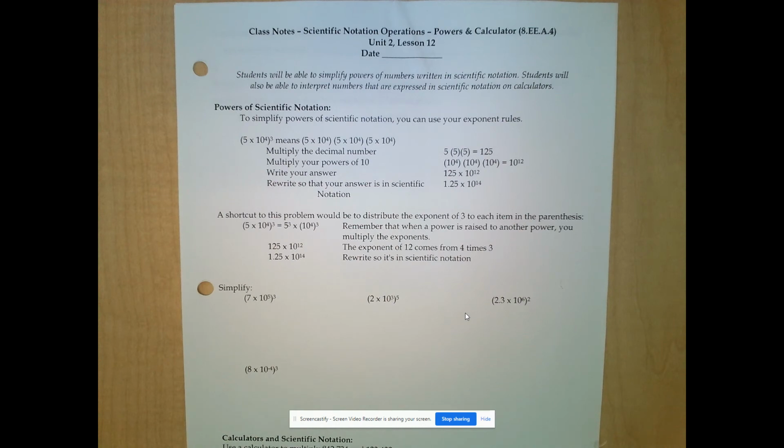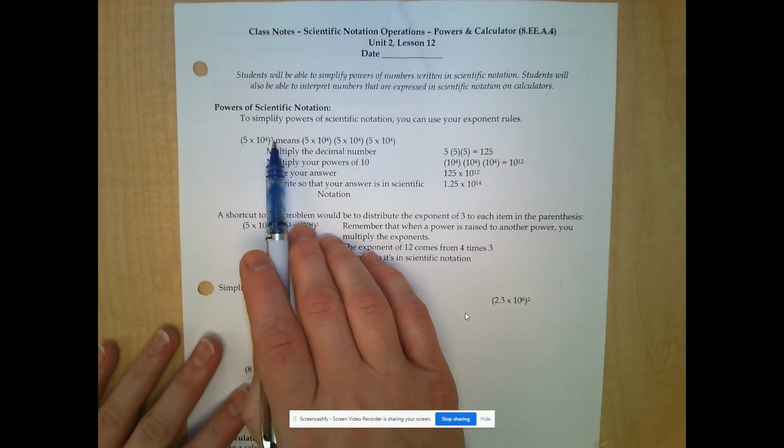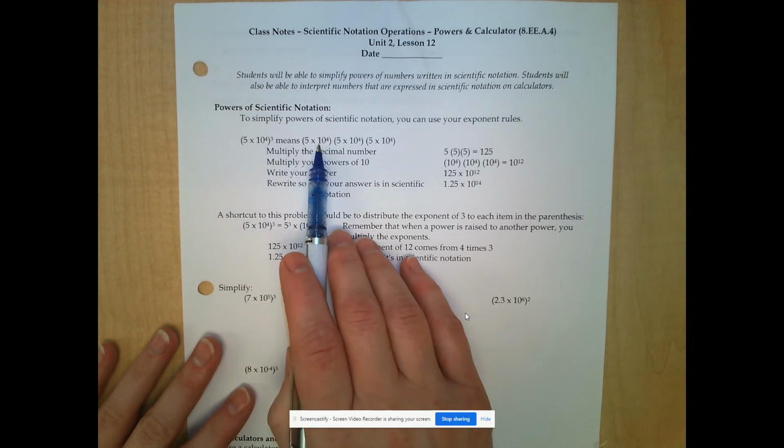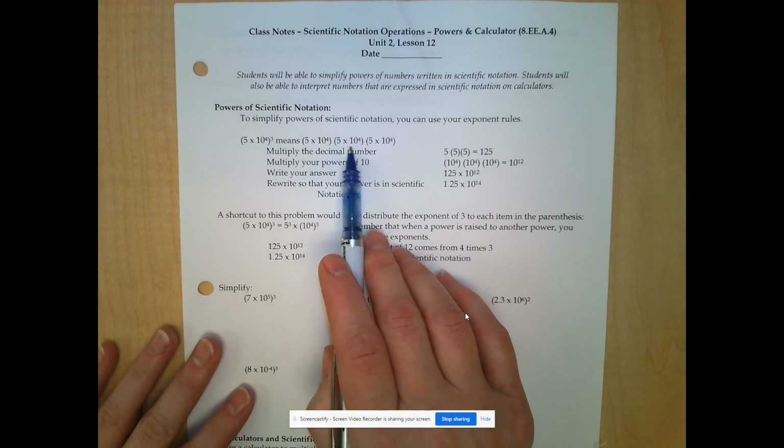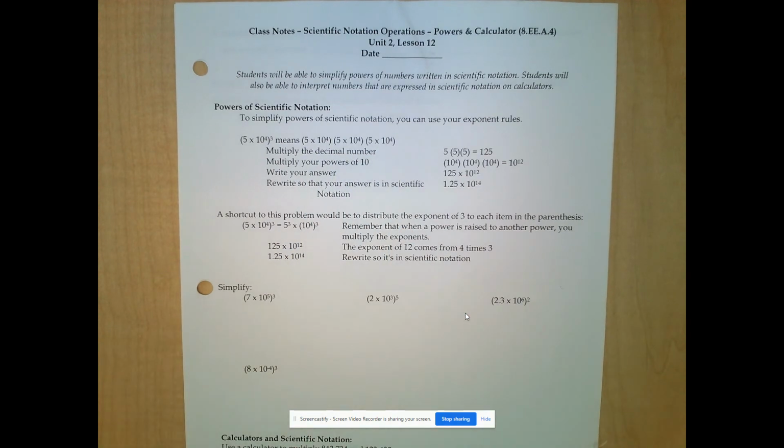We are talking today about scientific notation again, powers, and we're going to talk about the calculator. So, powers of scientific notation. That means you've got something in scientific notation and you're going to raise it to a power. In this case, it says to the third. That means the 5 times 10 to the fourth times 5 times 10 to the fourth times 5 times 10 to the fourth. There are 3 of that scientific notation being multiplied by itself.